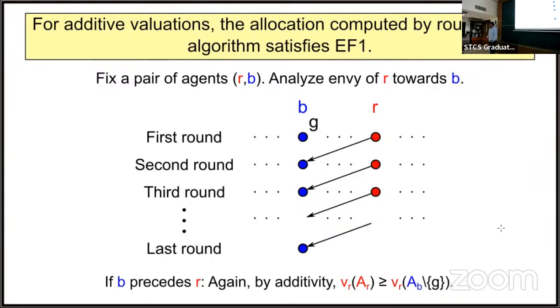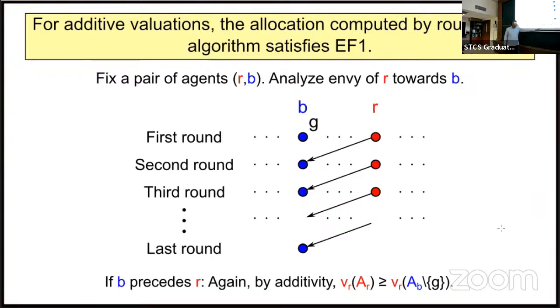That would still not cover all the EF1 allocations, because one reason is that the kind of allocations you would get from permutation are balanced. People get almost the same number of items, but that may not be necessary. They can be imbalanced.